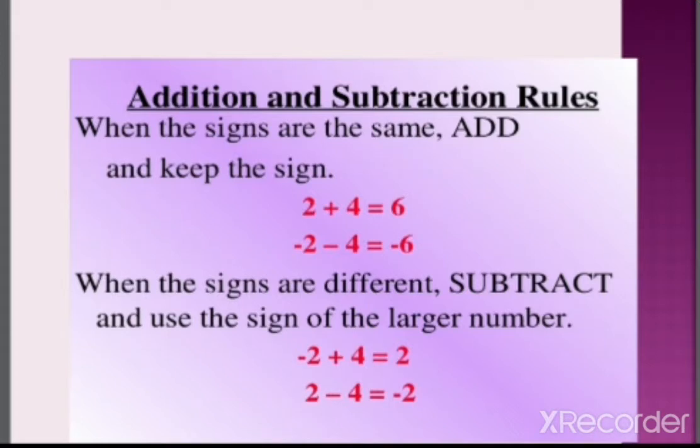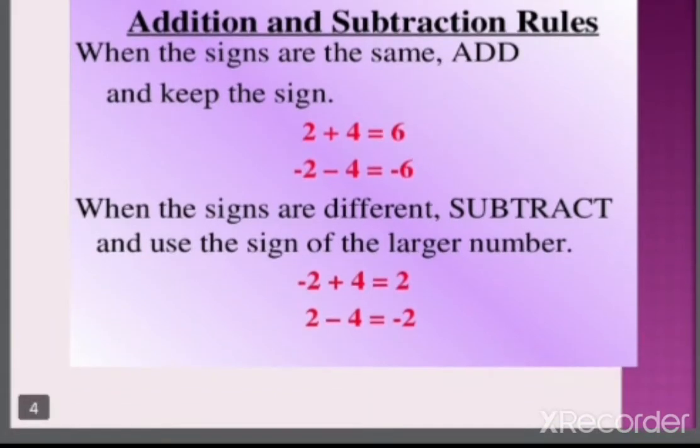See the first example, 2 plus 4. Both the numbers have the same sign, so you have to add, and it is equal to 6. Minus 2 minus 4 also has the same sign. So same signs means you have to add the numbers and keep the sign. When the signs are different, you have to subtract and use the sign of the larger number. See another example, minus 2 plus 4 equals 2, and 2 minus 4 equals minus 2.